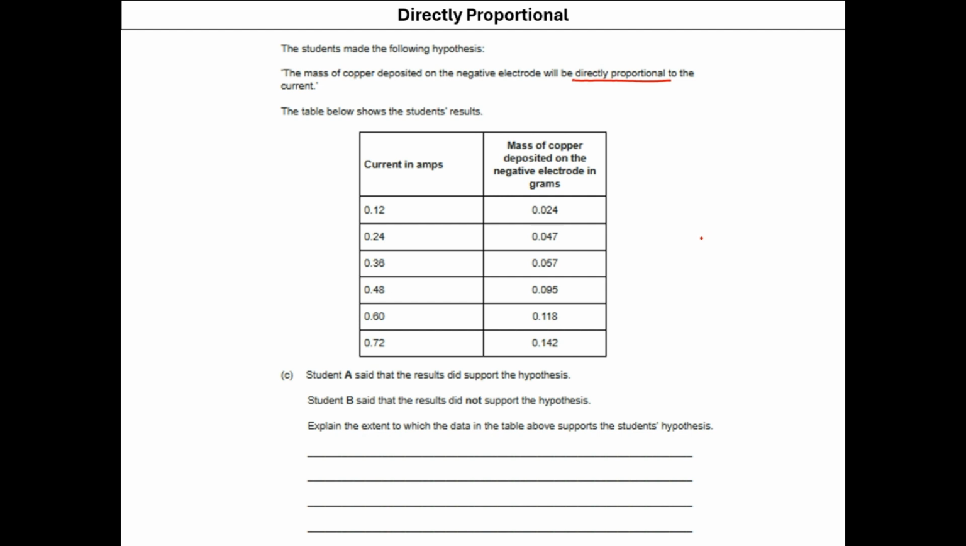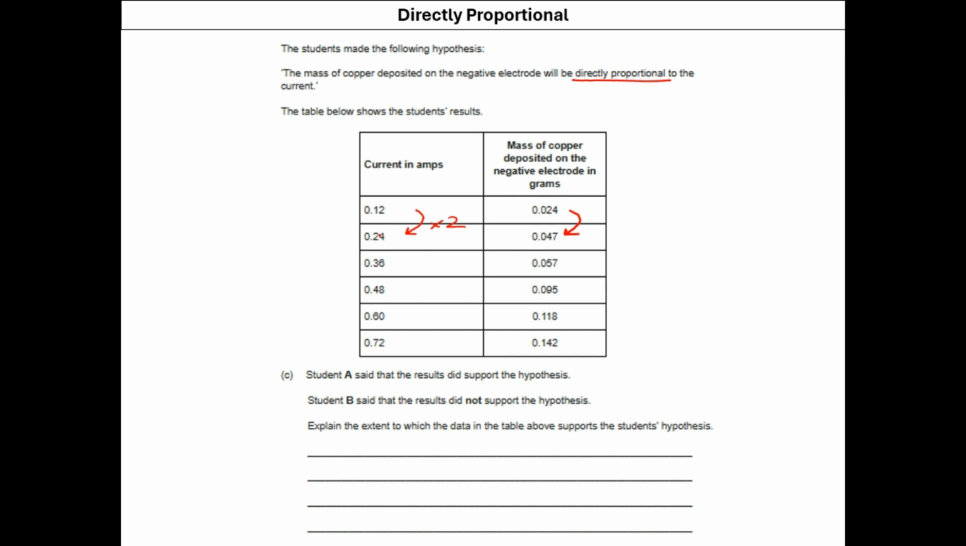Now, I said that data was directly proportional if when one column doubles, the other doubles. So if you look, this column starts with 0.12 and it doubles to 0.24, so times 2. That means the same change should be seen in this column if it is directly proportional. 0.024 should double to 0.048. So that's not quite double. It's nearly double, so I can see why student A thinks that, but it's not quite double.